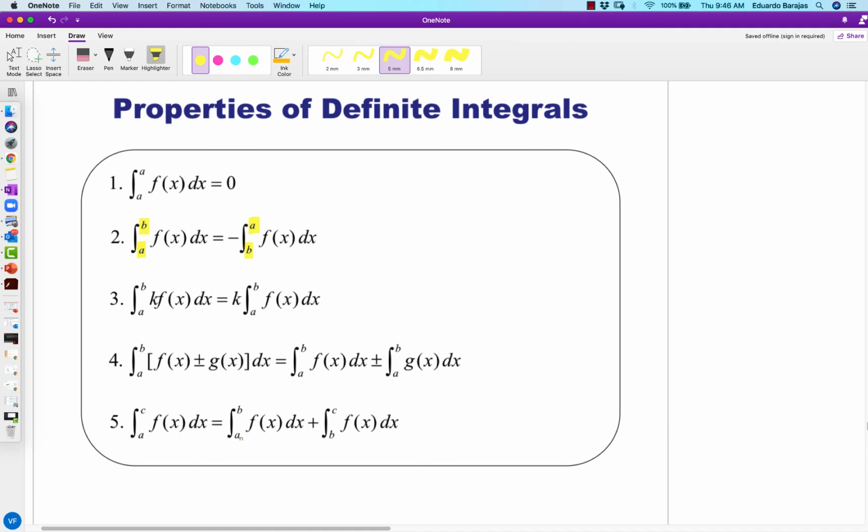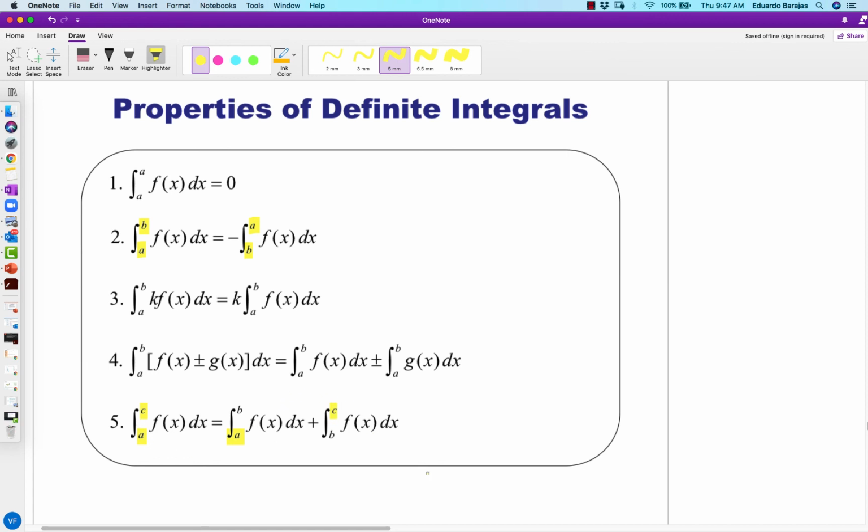And finally, we have that the integral from a to c of f of x dx is equal to the integral from a to b of f of x dx plus the integral from b to c of f of x dx. Okay, so instead of going from a to c, we can separate it into two separate integrals where we still start off in the same place, a, we go to some value b, and then we start a new integral at that value b and go all the way up to c. So the sum of these two integrals will be equal to that one.